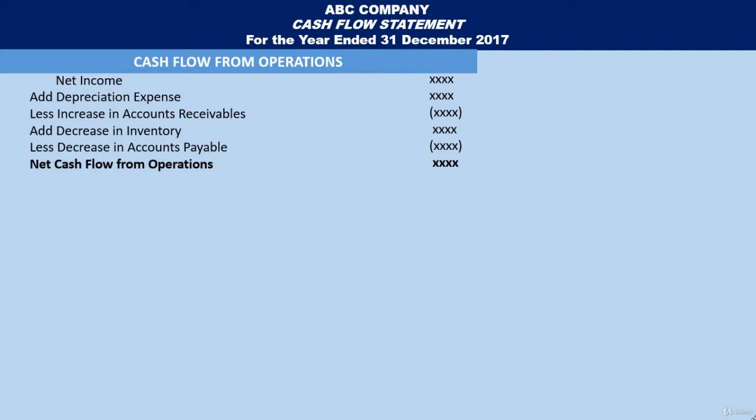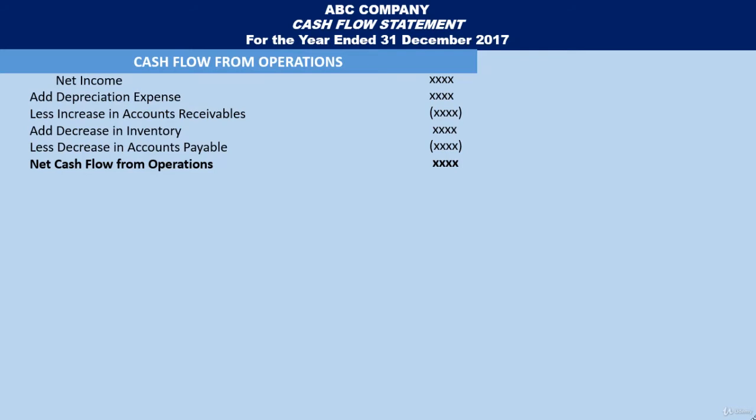The main objective of cash flow from operations is to show whether a firm's day-to-day operations generated or depleted the cash. If net cash flow from operation is negative, it means that the company is spending more cash than it is generating in producing and selling its goods and services. If it is positive, the company is generating more cash than it is spending on its day-to-day operations.